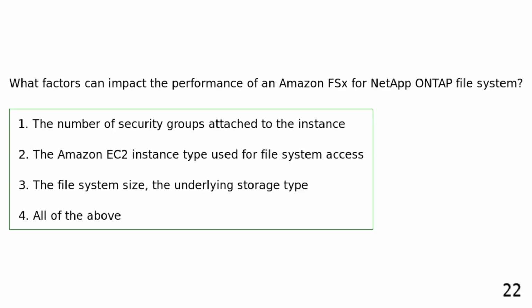What factors can impact the performance of an Amazon FSx for NetApp ONTAP file system? The number of security groups attached to the instance. All of the above. The Amazon EC2 instance type used for file system access. The file system size. The underlying storage type.